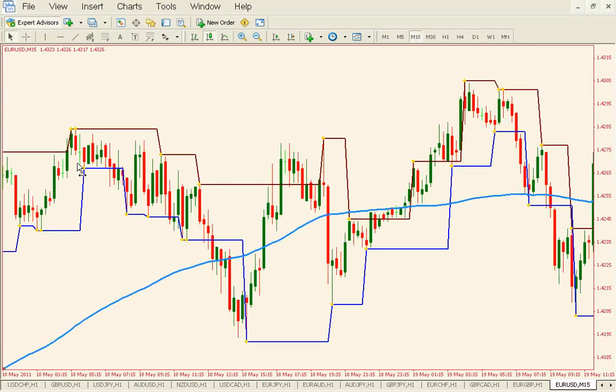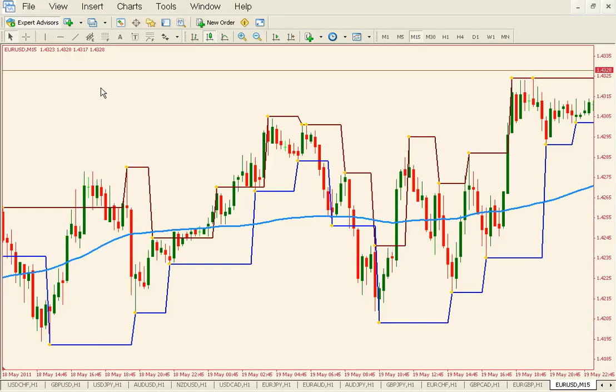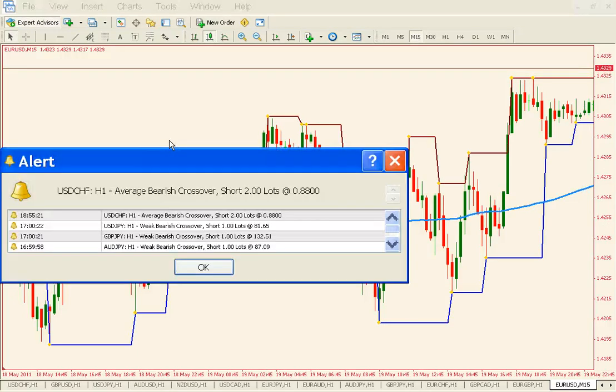I'm going to try to show you a live trade when I get a chance, but I just wanted to take the time to show you how to trade fractal levels, and we'll go over some more soon.